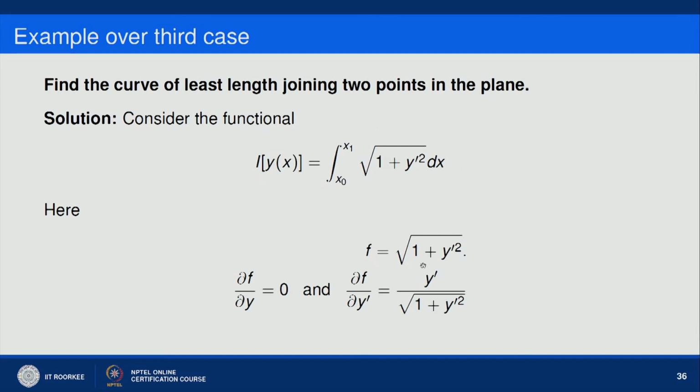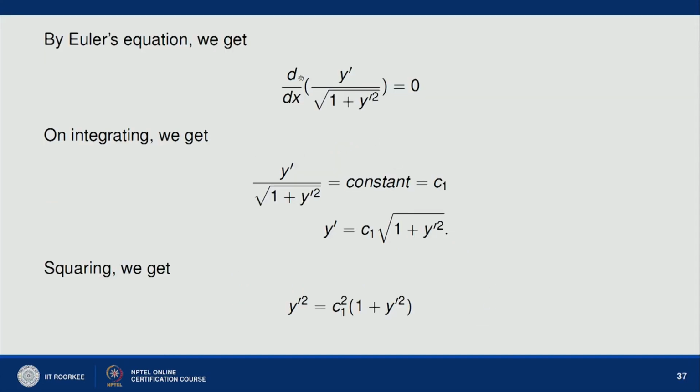Here f is equal to root of 1 plus y dash square, so del f by del y is equal to 0, and del f by del y dash you can calculate: it is y dash upon root of 1 plus y dash square. So the Euler equation reduces to d by dx of y dash upon root of 1 plus y dash square equal to 0. We can integrate with respect to x, and say that y dash divided by root of 1 plus y dash square is equal to c1, and we can simplify.